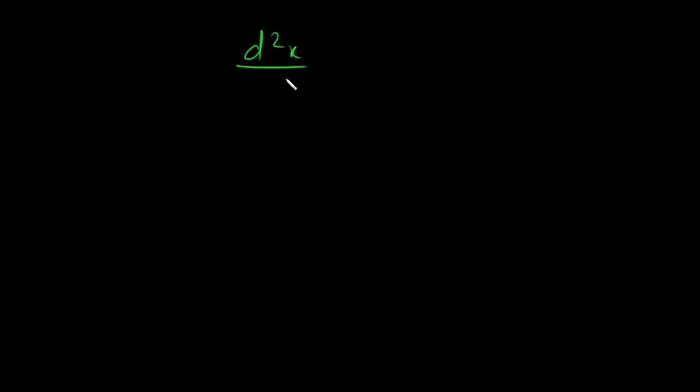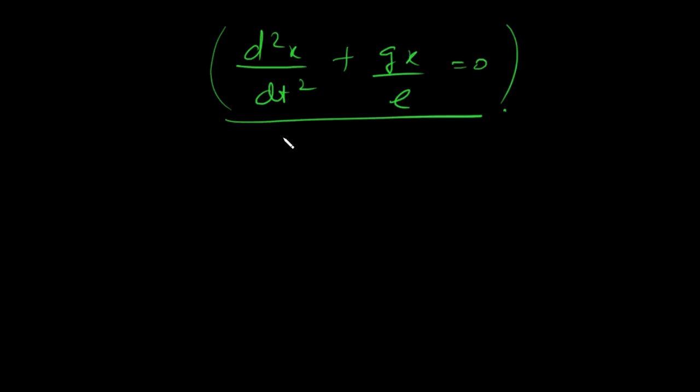d²x/dt² + (g/L)x = 0. Simple harmonic equation definitely means either the solution is a sine function or a cos function. So the solution of x as a function of t will be either a sine function or a cos function. This is definitely the meaning of this solution.